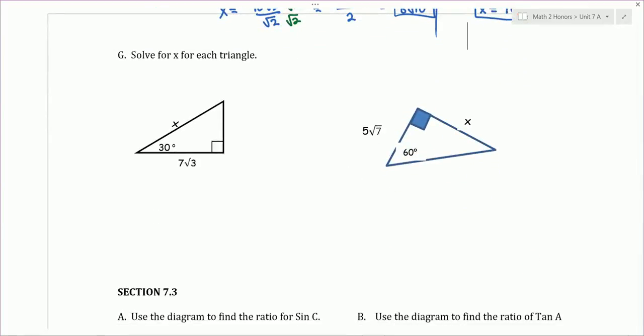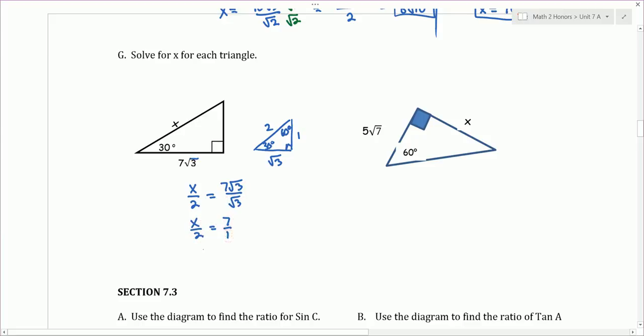Part G. Again, set up another 30, 60, 90, one from which we know the side lengths, and set up a proportion. Here, x over 2 is equal to 7 root 3 over root 3. Reduce. Cross multiply, and you get x is 14.